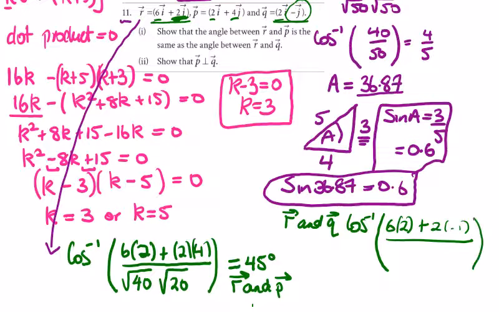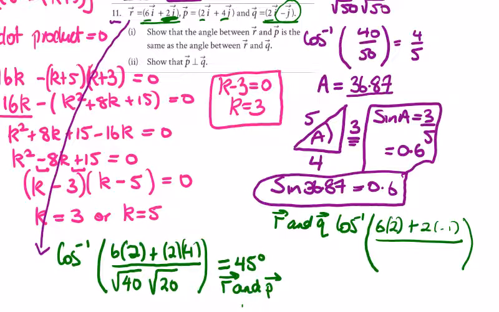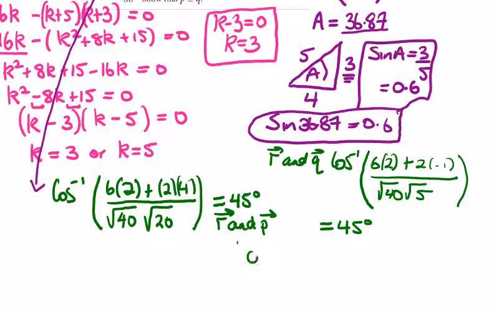and the magnitude of these guys, R is not going to change, it's root 40, and Q is going to be 2, 4 plus 1 is 5 here. You're looking at 2 squared and 1 squared, root 5. If you type this into your calculator, you're going to get the angle to be also 45 degrees. So QED, we've shown that they're the same.